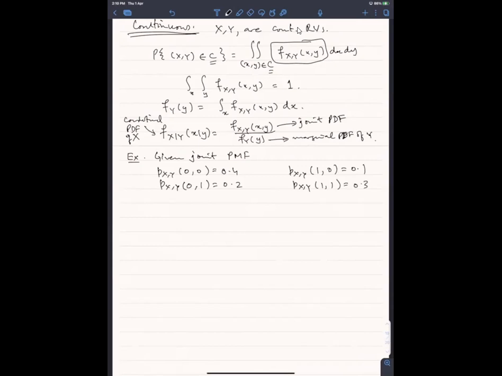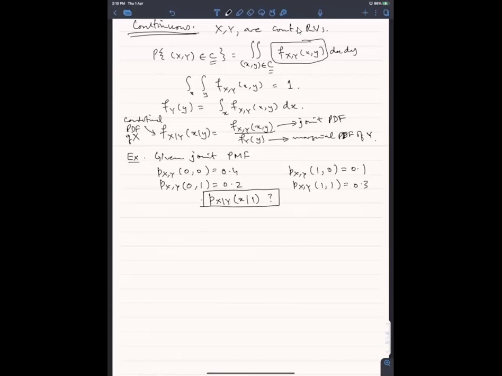They are asking us to find the conditional PMF of X given Y equal to 1. Now, how many different possible values can X take? X can take two possible values, 0 and 1. How many different possible values can Y take? Y can also take two possible values, 0 and 1. There is no other possibility. Now, if I want to answer this question, this is a PMF, which means I want to tell all the possible values the random variable can take.